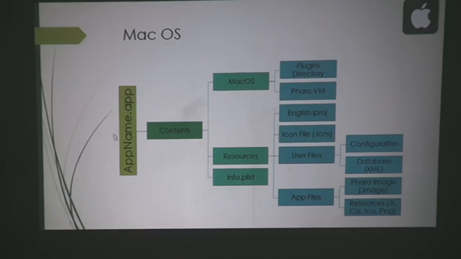So inside a directory named as your application with the app extension, you get the Contents directory, the MacOS directory. This is the structure that Faro uses for Mac, with the Faro plugins directory and the Faro VM. A Resources directory, which has the Faro resources for Mac, an icon file, this project information. Well, the user's files end up here.